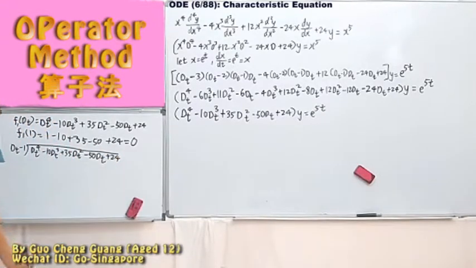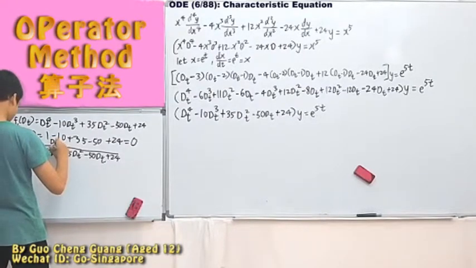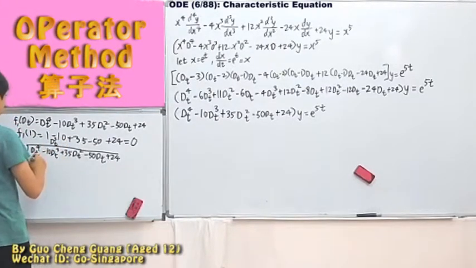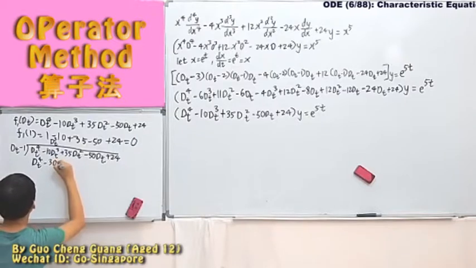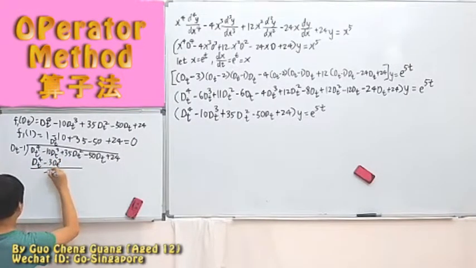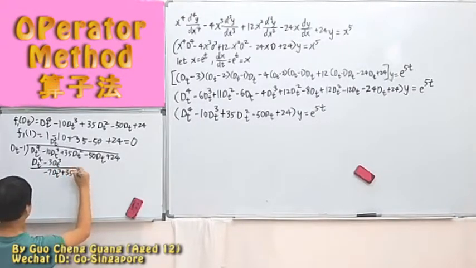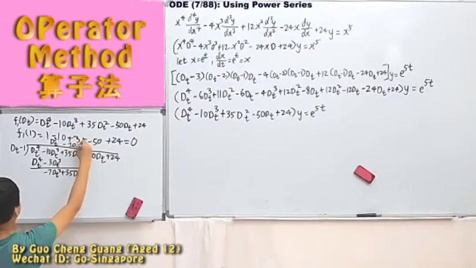Okay, let's check. So this part first will be dt cubed. In this part will be dt power of 4. After you subtract 3 dt cubed, then after that what you get will be a negative 7 dt cubed. Add 35 dt square. After here you have to subtract 7 dt square.